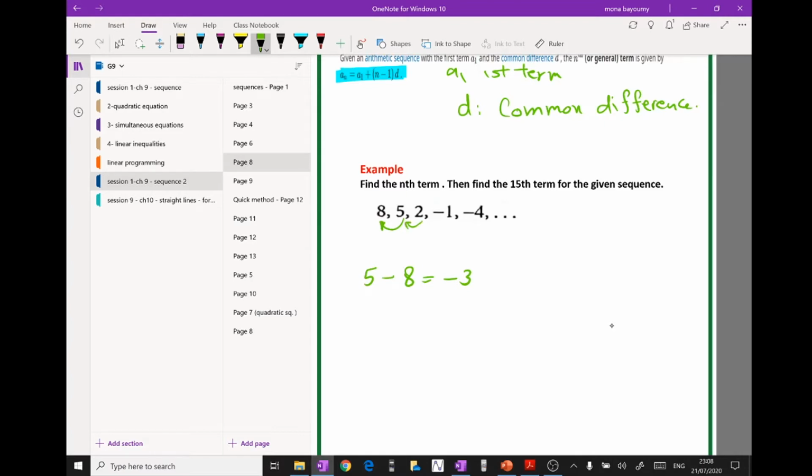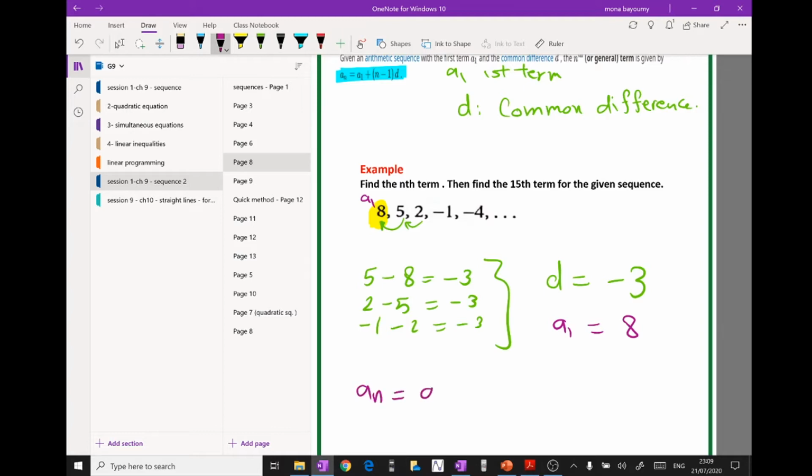It is also 2 minus 5, which is equal to negative 3. Negative 1 minus 2, the same, negative 3. So the common difference, which is d, equals negative 3. And what about the first term? The first term, we said now, is 8. So a1 is 8. To find the nth term, just use our formula: an equals a1 plus n minus 1 times d.